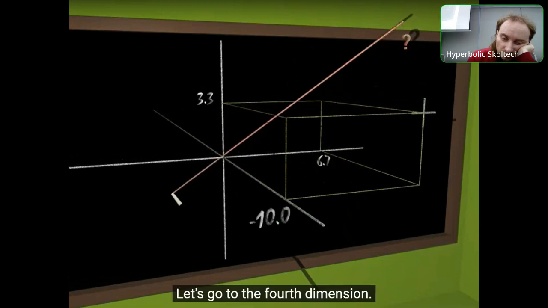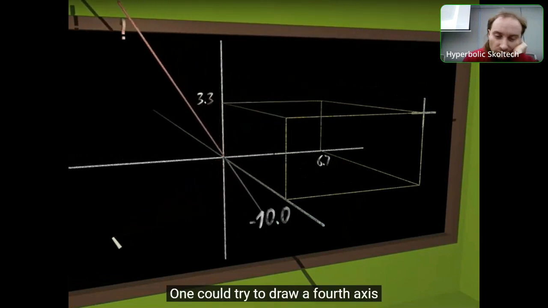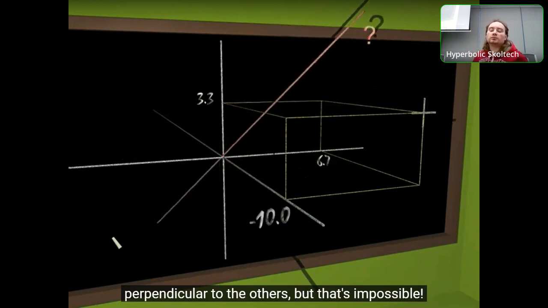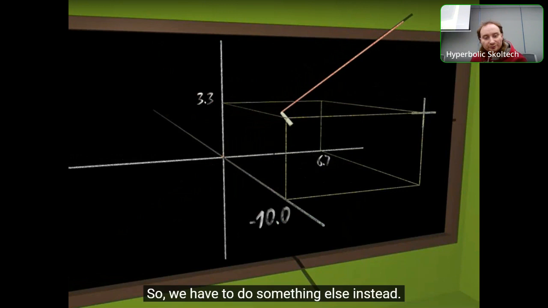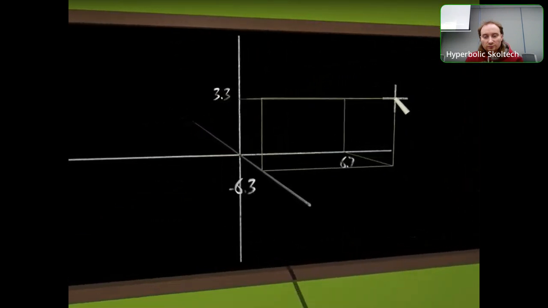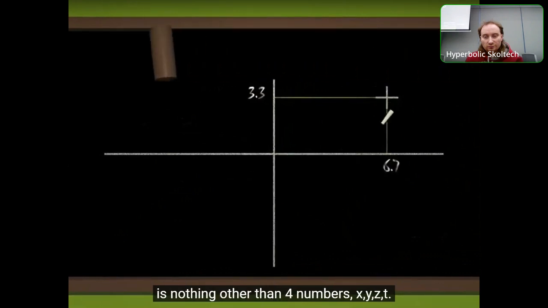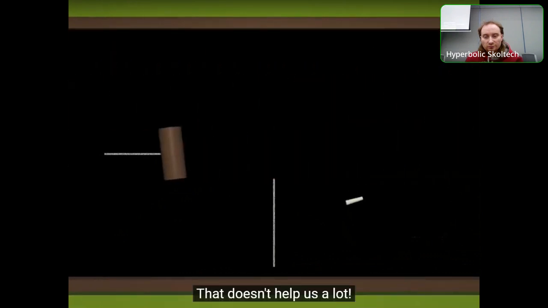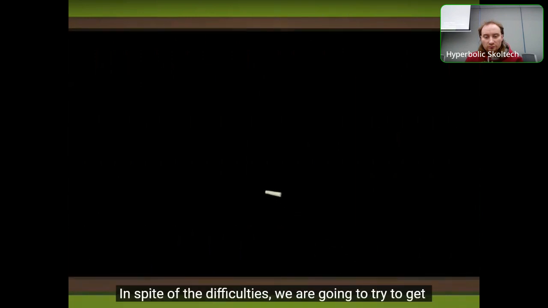Let's go to the fourth dimension. One could try to draw a fourth axis perpendicular to the others, but that's impossible. So, we have to do something else instead. Of course, we might just say that a point in the fourth dimension is nothing other than four numbers, X, Y, Z, T. That doesn't help us a lot.